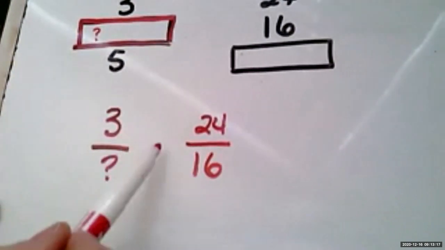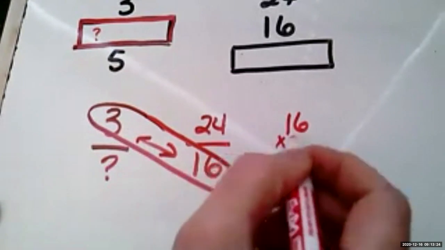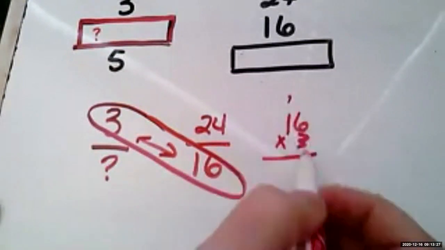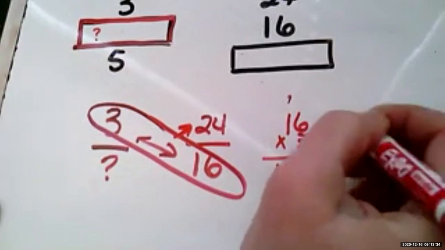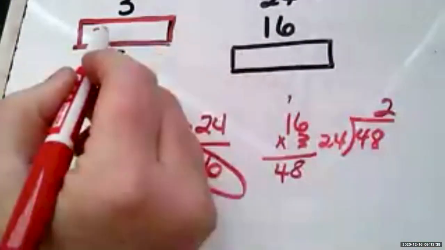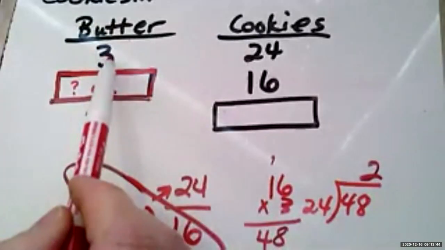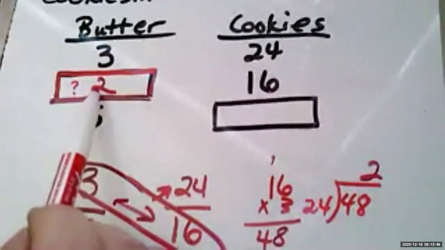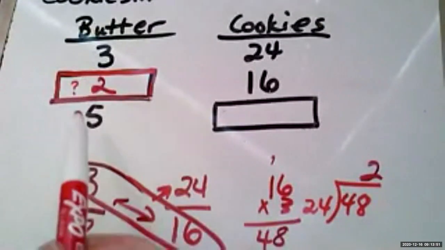So cross multiply, meaning multiply these 2 by each other, 16 times 3, because they are diagonal from each other. And you would get 48, and then you divide by the number that's left over. So what's 48 divided by 24? Yes, it is 2. So you would need 2 sticks of butter for 16 cookies. Now you have to think, does that make sense? I have fewer cookies, I have less butter. Yes, it does make sense.